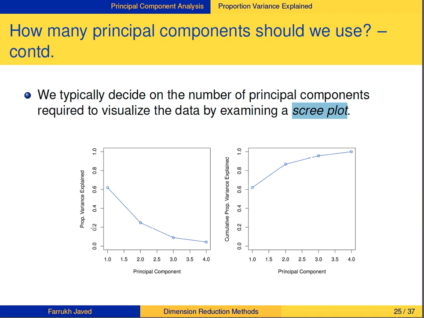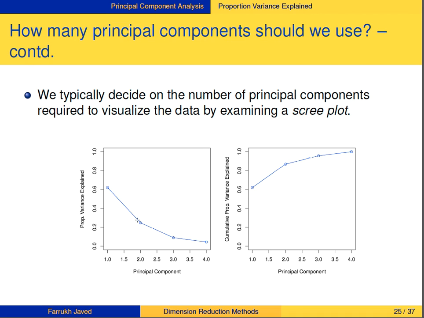Here, the proportion of variance explained, the PVE, is on the y-axis, and here we have the principal components 1, 2, 3, and 4. And we also see the cumulative proportion of variance explained, which of course in total is always equal to 1. So the rule of thumb is when you see a tilt, when you see, well, sometimes this scree plot is also known as the elbow plot.